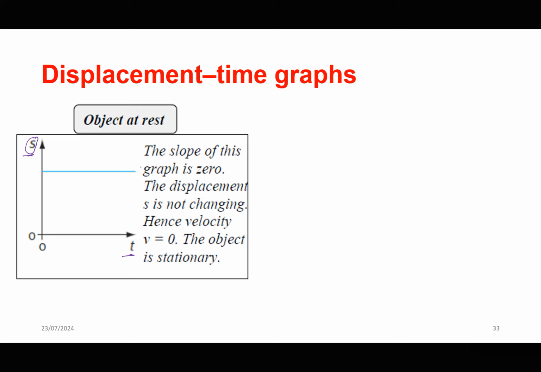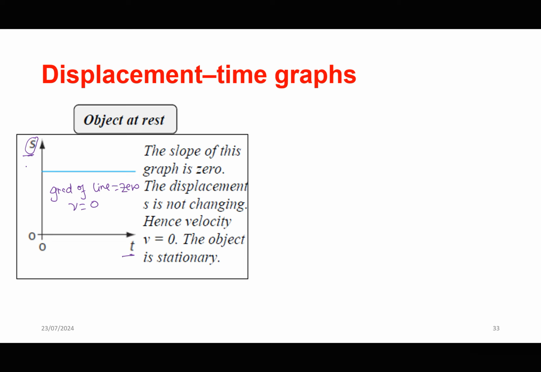How do we know that the object is at rest? The displacement is not changing. And if I try to find the gradient, remember the gradient of a horizontal line is zero. And remember the gradient of a displacement time graph is the velocity. So this means the velocity is equal to zero. An object cannot be moving with a zero velocity, not at all. It can move with zero acceleration, but not with zero velocity. So this object is at rest if it is a horizontal line.